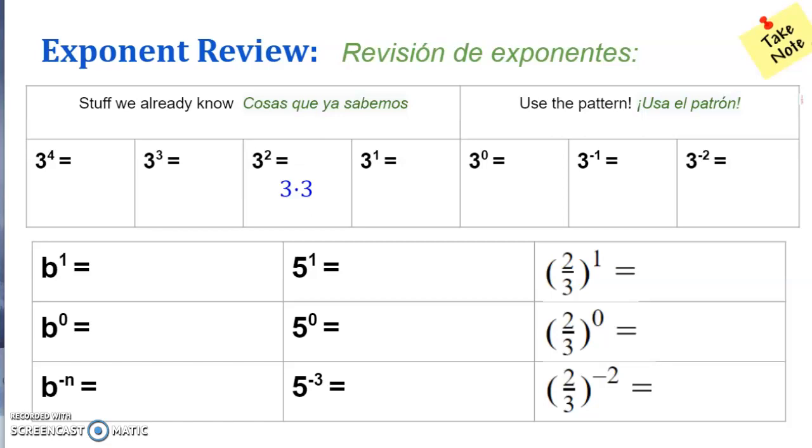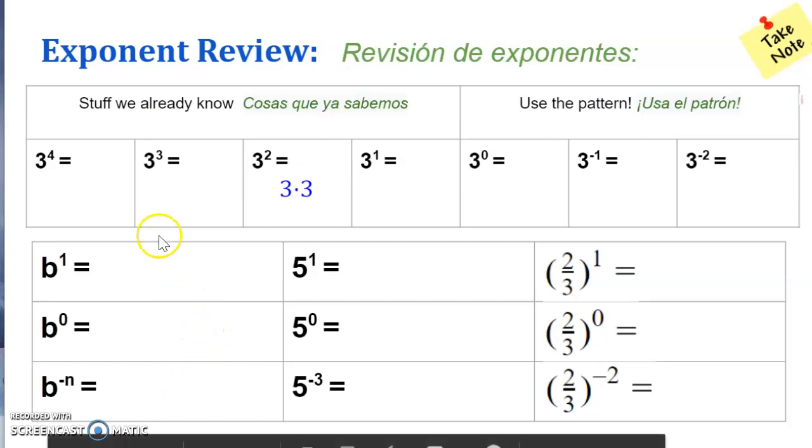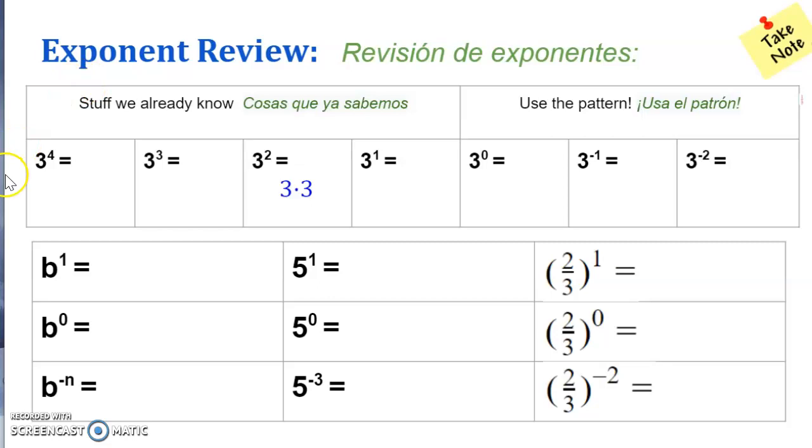So we're going to quickly review the exponents. I would like you to fill in the very top table. Let's just recall what 3 to the power of 4 is, 3 to the power of 3 is, 3 to the power of 2 is, 3 to the power of 1 is, 3 to the power of 0, 3 to the power of -1, and 3 to the power of -2. Can you fill in this table? And it gives you a clue. Stuff we already know. These are the easy ones that we already know.